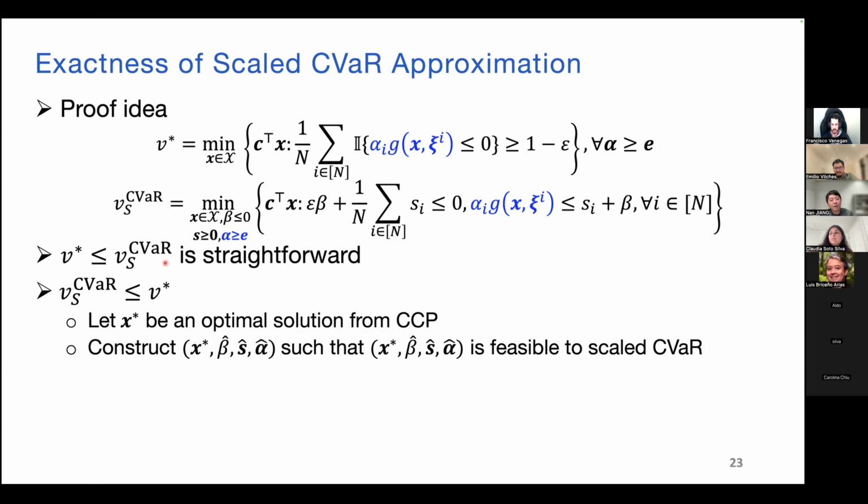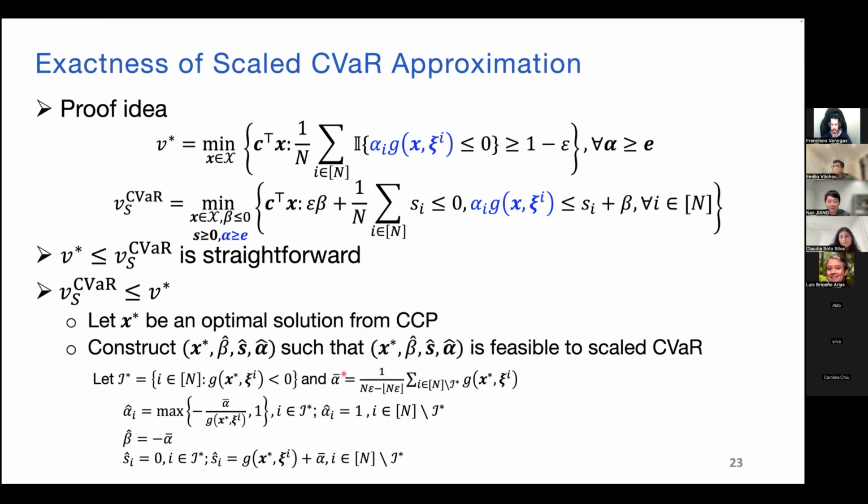What we do here is a constructive proof. We let X star be an optimal solution, and then we can construct a feasible solution such that it is also feasible to the scaled CVaR. The construction is something like this. The first thing we do is split the set into two parts. One part is the set that is strictly satisfied, and the other part is the set that is not satisfied. And then we define alpha bar to be the margin.